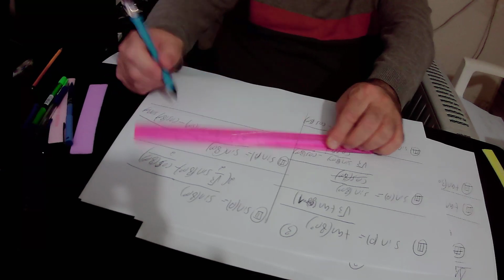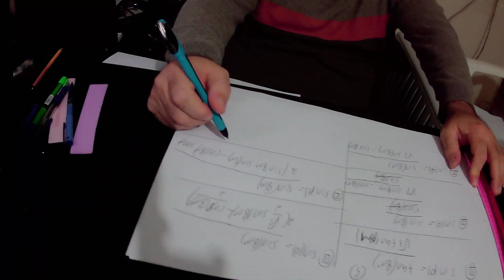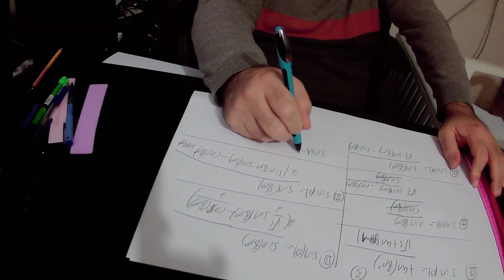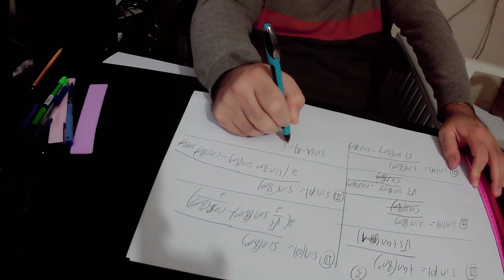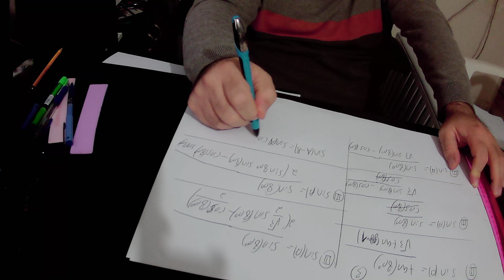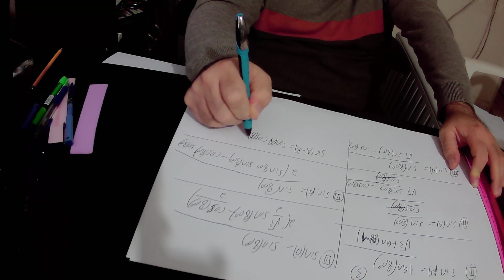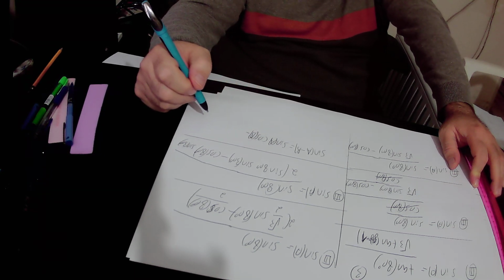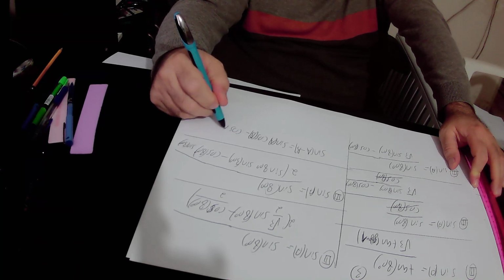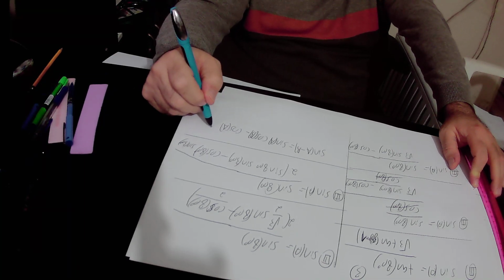We have the trigonometric identity that states that sine(A minus B) equals sine A cosine B minus cosine A sine B.